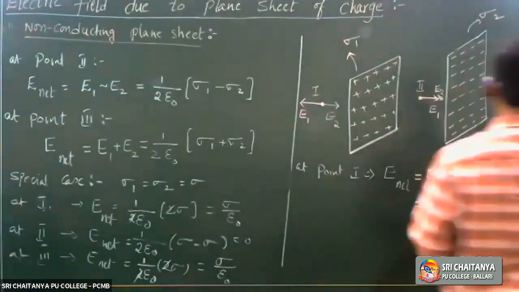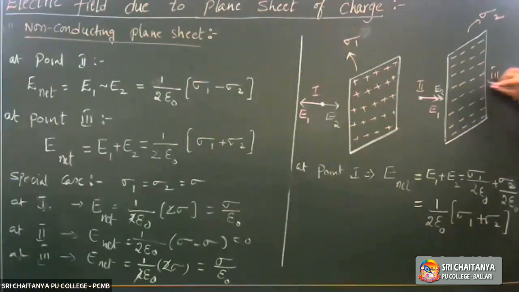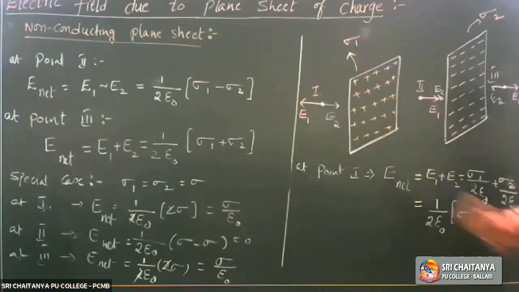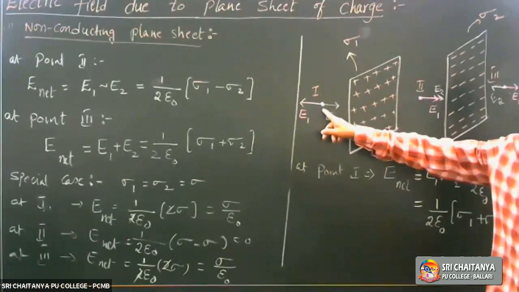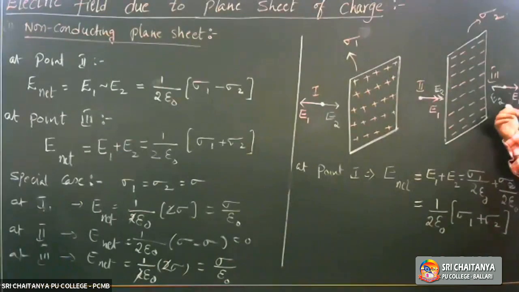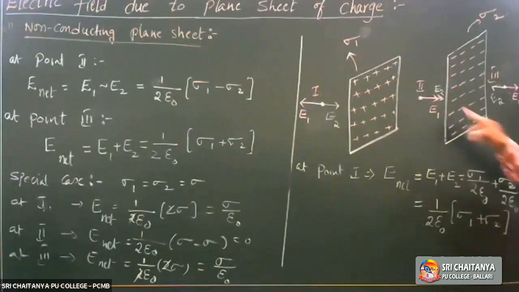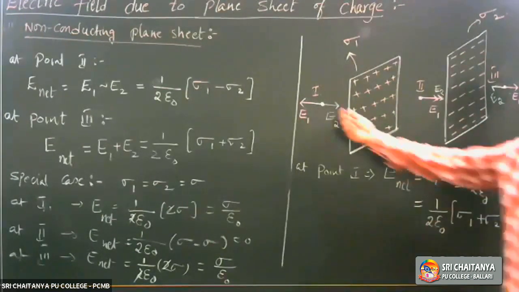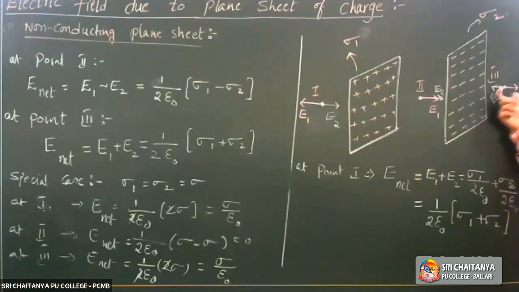At this point, it is negative towards that plate. This is the case. So observe the change from the previous case to this case. In the previous case they are in the same direction because both are positive outward. Here they are opposite. In this case, they are opposite here, opposite here, and in the same direction here.